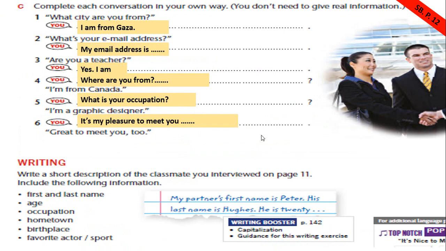Okay, let's move to another exercise, which is exercise C. Complete each conversation in your own way. You don't need to give real information. So I need to fill in the spaces and I fill it here already. So what city are you from? I'm from Gaza, and this is true information about me. I answer the question.